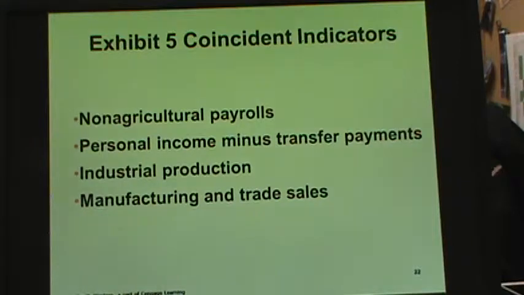So here are 5 coincident indicators. We can assume that when non-agricultural payrolls go up or down, GDP will go up or down. Personal income minus transfer payments, and we talked about transfer payments being money exchanged between hands that does not have to do with buying a product or service. Industrial production, manufacturing, and trade sales, those are all going to change at the same time as GDP and don't have a direct relationship with GDP.